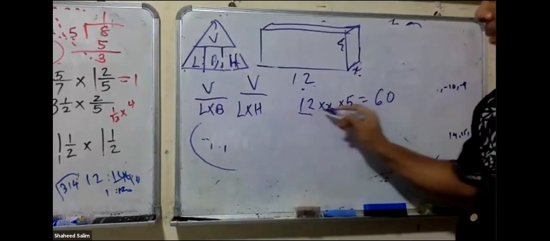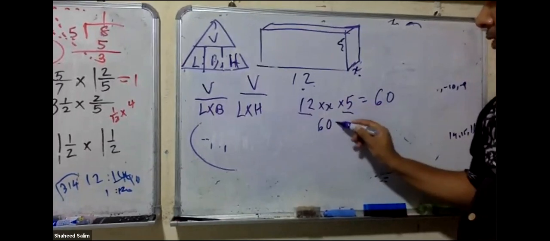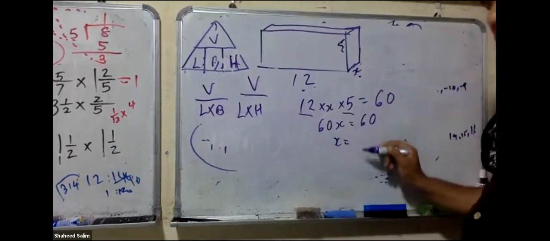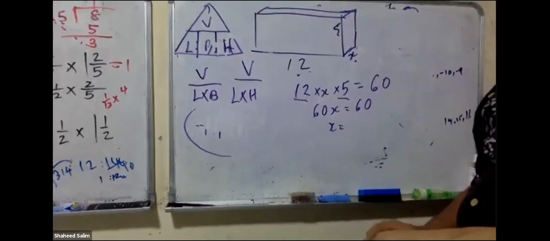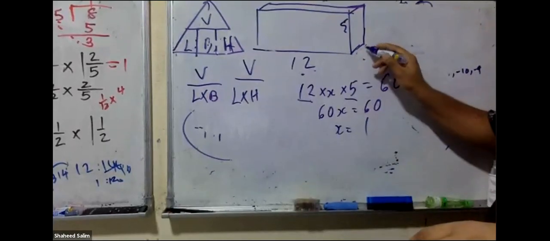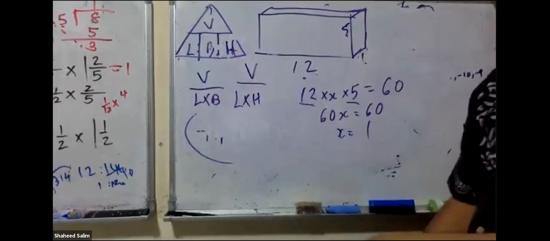I multiply the numbers first. 12 times 5 is 60. 60 times x is 60x. 60x equals 60, so x is equal to 1. That's it. 60 divided by 60 is 1. So down here is 1. It's very slim, like a book.